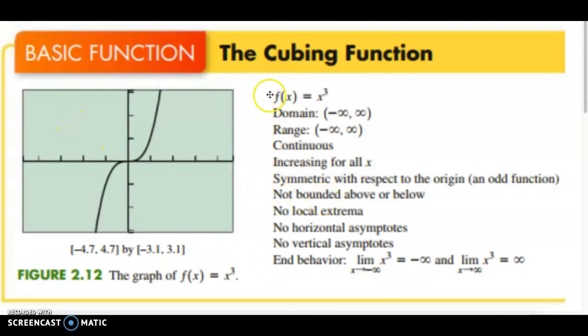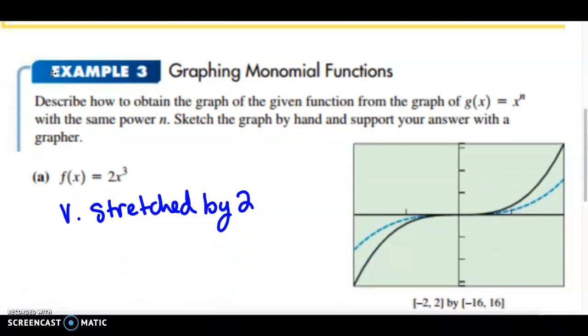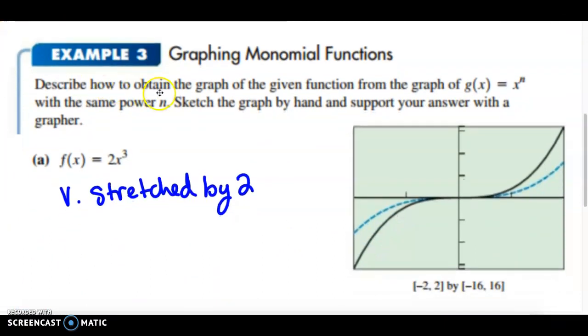In this next slide, we see all the same attributes, but for x cubed. So domain, range, continuity, increasing, decreasing, symmetry, bounded, extrema, asymptotes, and end behavior. And in these examples then, if we look at these functions, it's just asking us to describe the graph given the parent function and sketch it by hand.